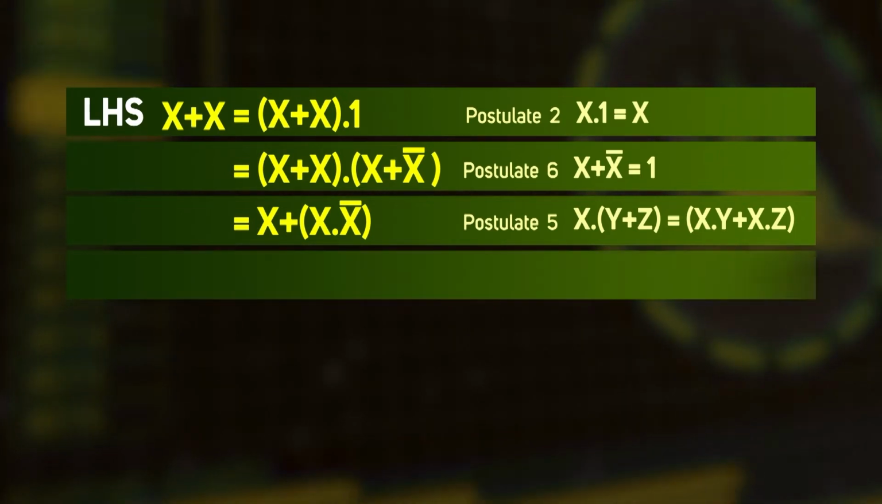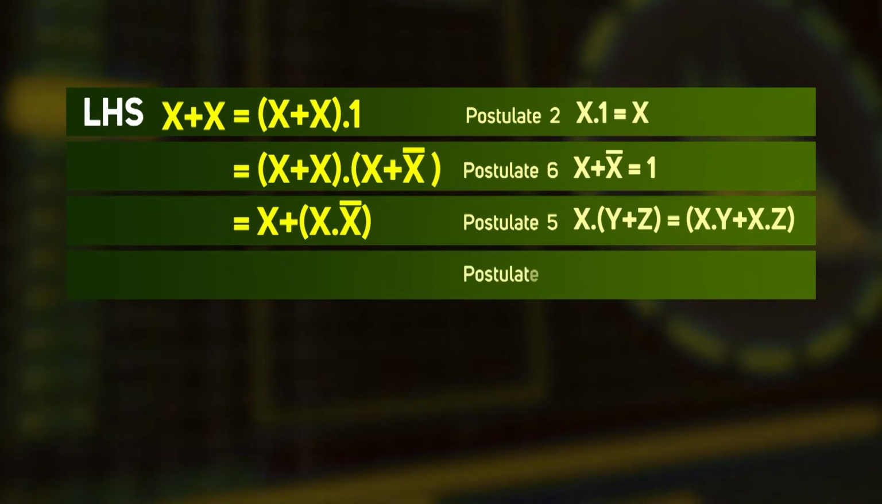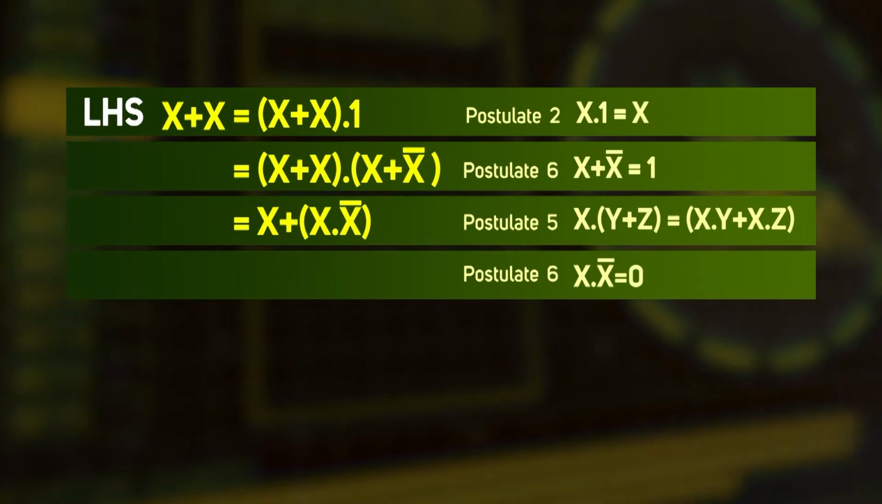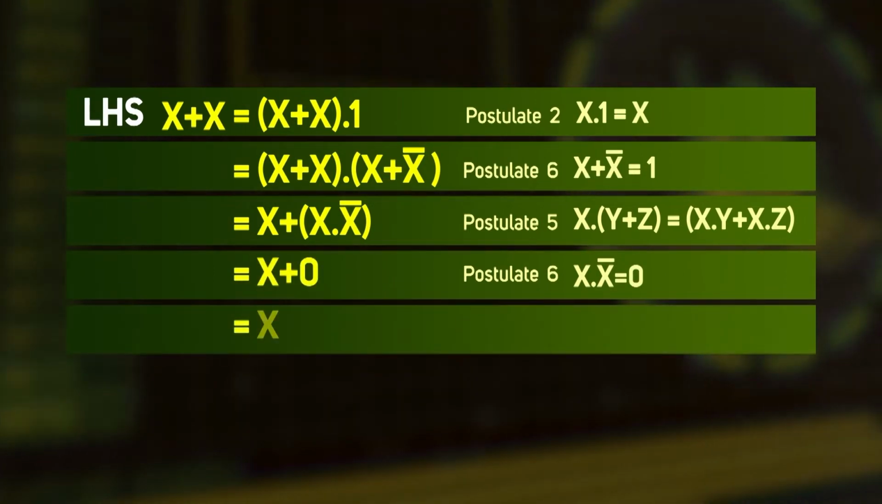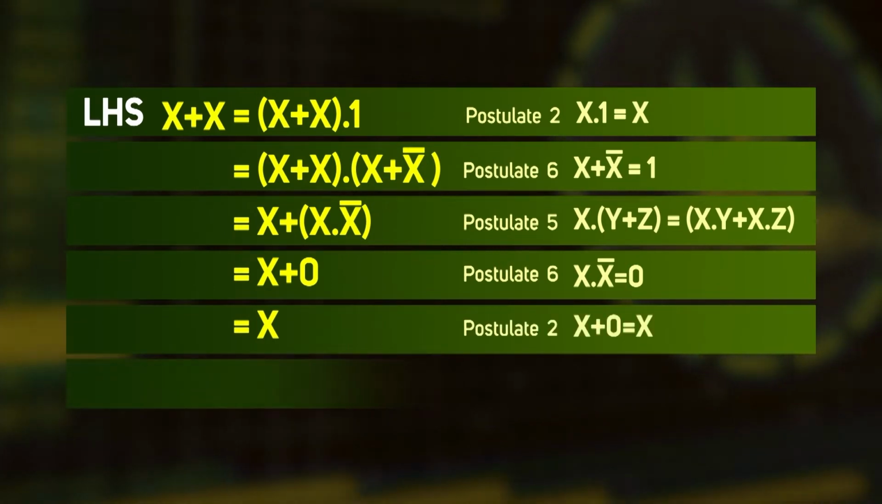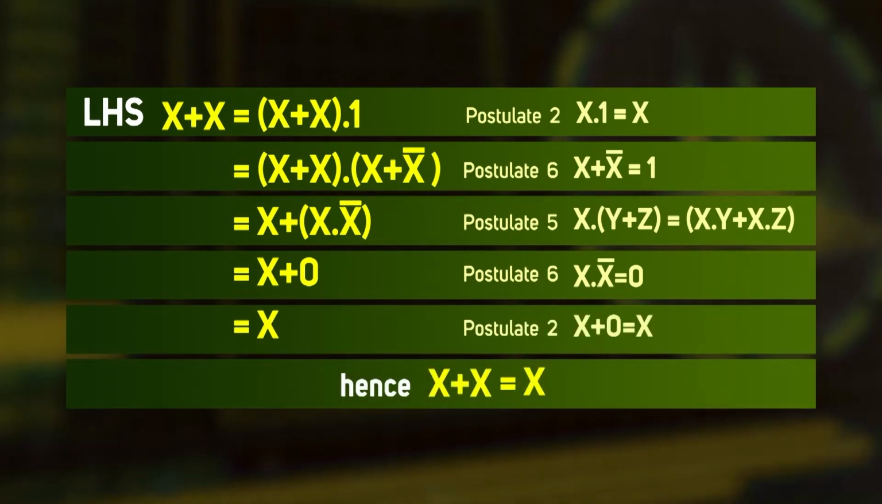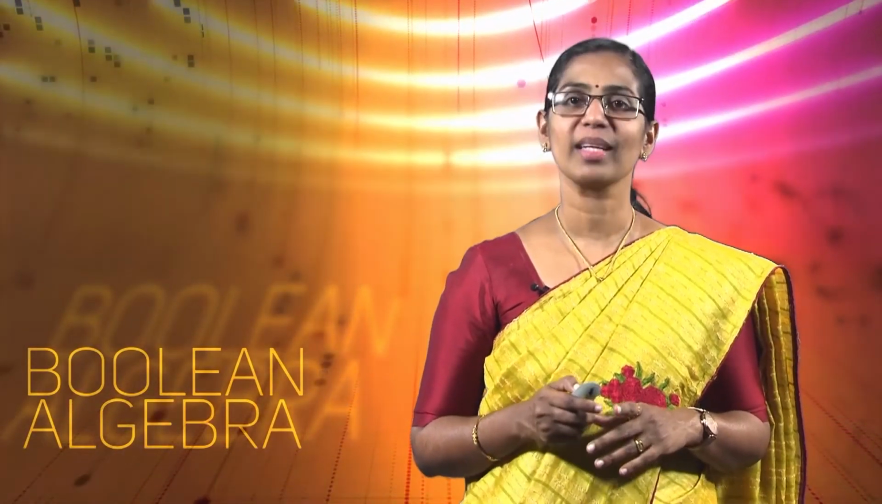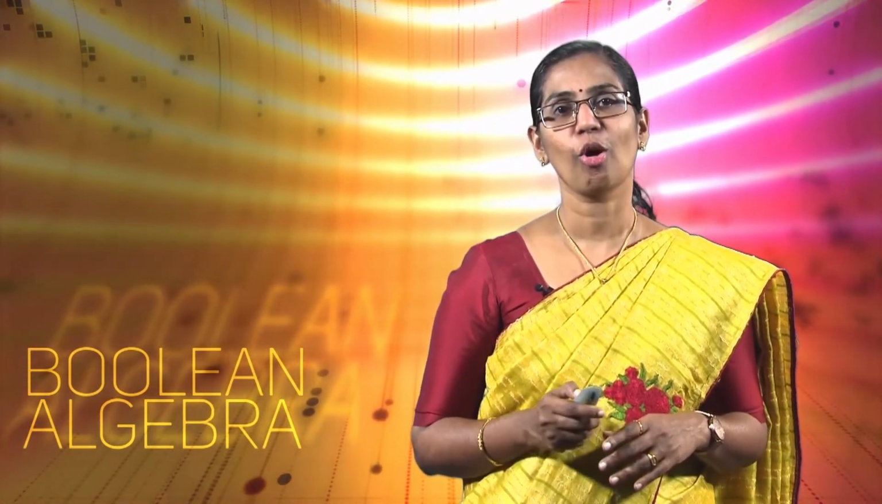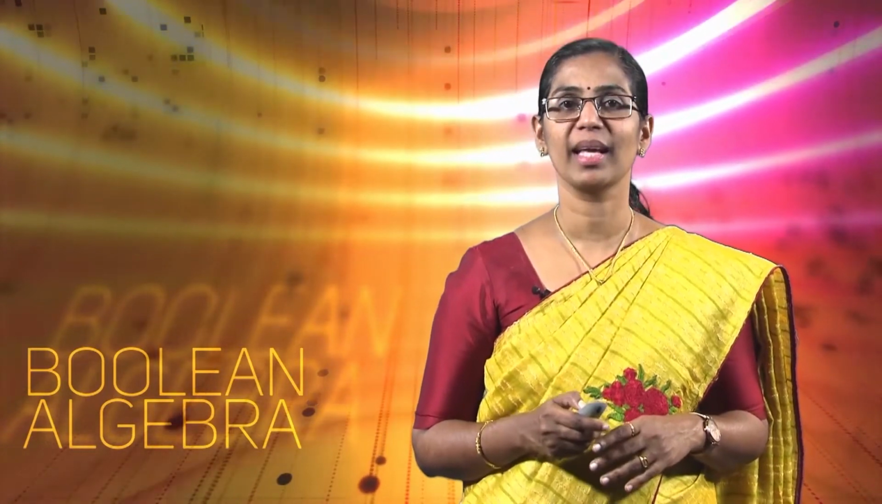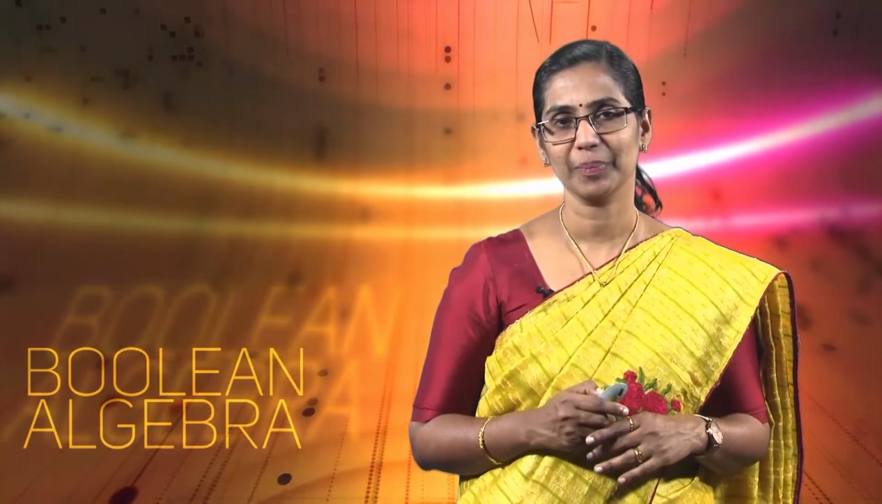What is x dot x bar? It is 0 by postulate 6. So, the term is x plus 0, which is x itself by postulate 2. Hence, the proof x plus x equal to x. The dual of this theorem, x dot x equal to x, can also be proved by following the same steps, but interchanging operators plus and dot and ones and zeros.